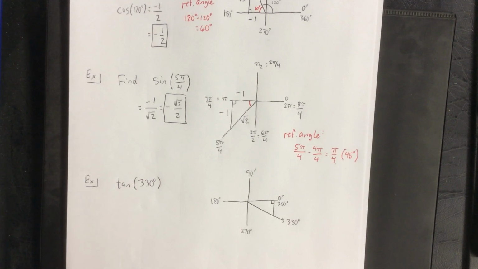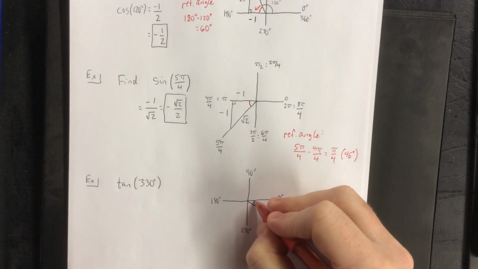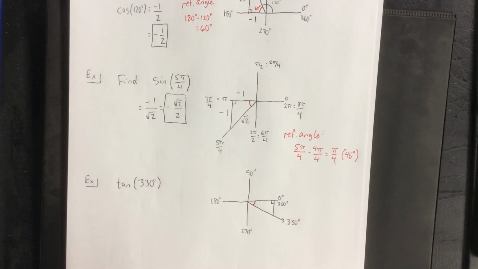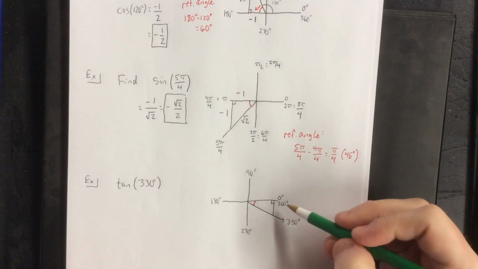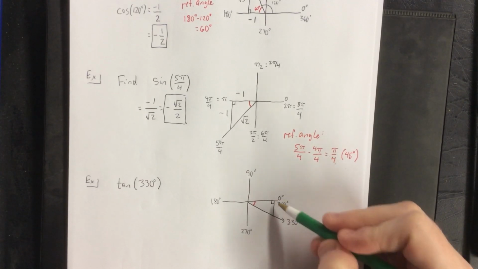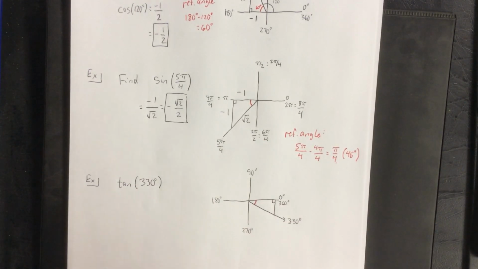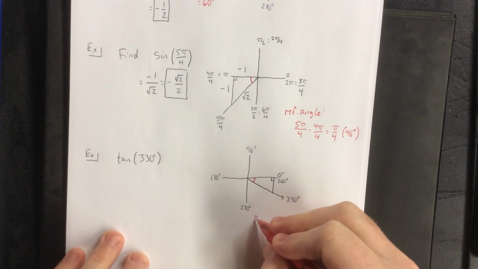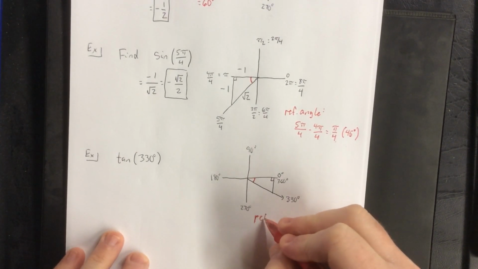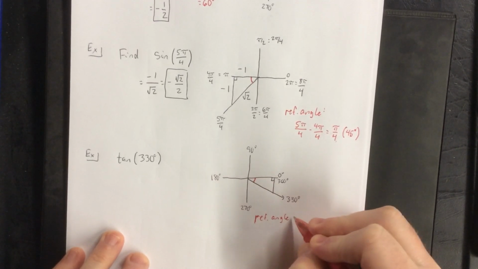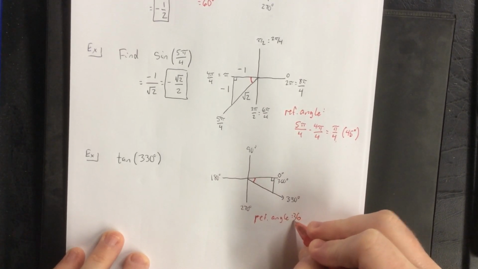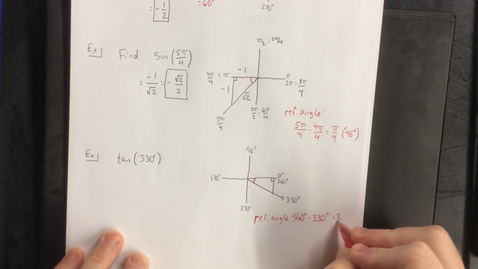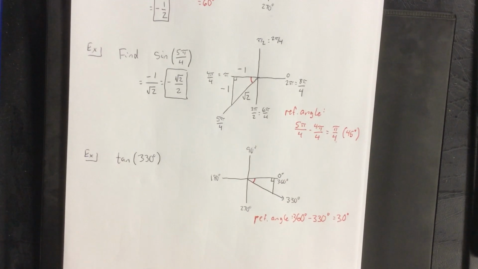We are now interested in calculating this angle right here. Now, to calculate that angle, we need the angle between 360 degrees and 330 degrees. So for that reference angle, I'm going to take the larger angle minus the smaller angle. Wait, how do you draw an R? There we go. The reference angle is going to be equal to the larger angle, 360 degrees, minus 330 degrees. That reference angle is a 30-degree angle.